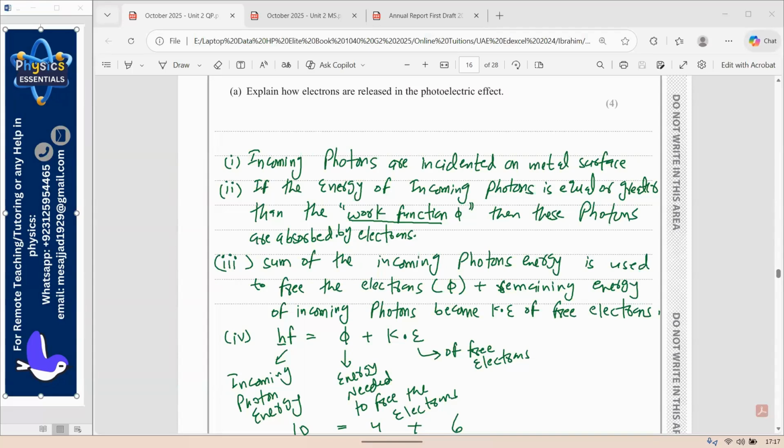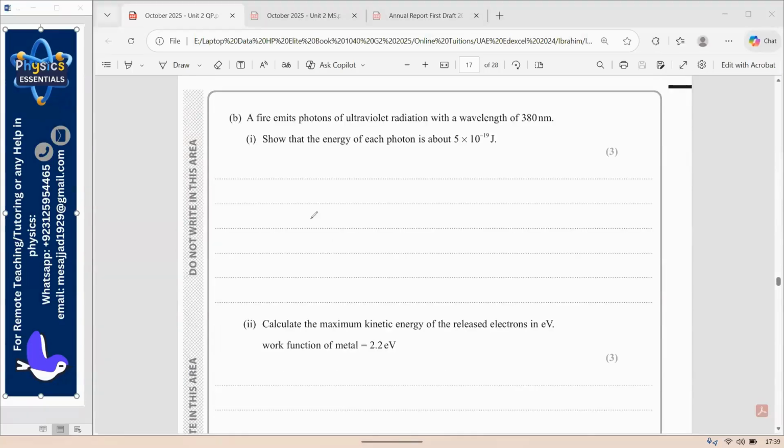So you can say that, for example, if the incoming photon had the energy of 10, then some of the energy was used to free the electrons inside the metal, like from the prison. So 4 joule has gone to free them, and the remaining 6 will become the kinetic energy of the free electrons. Okay, this is how you need to write up these 4 points. I hope you understand that.